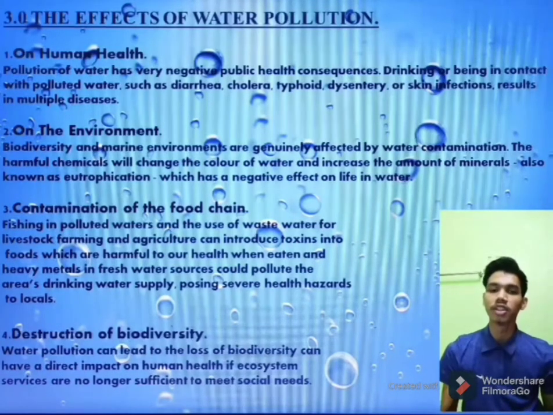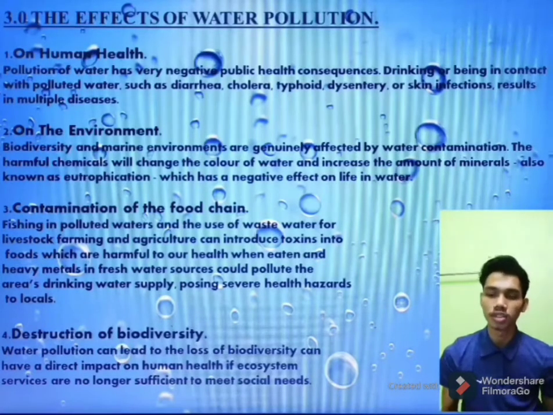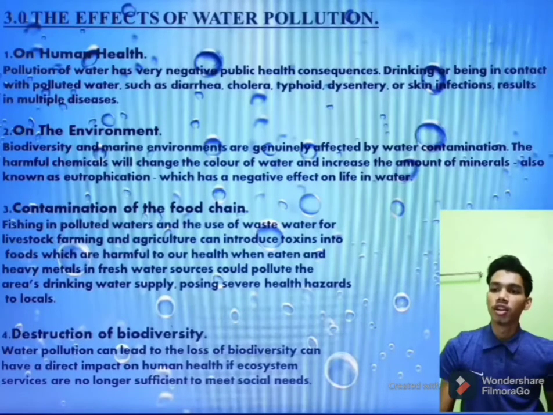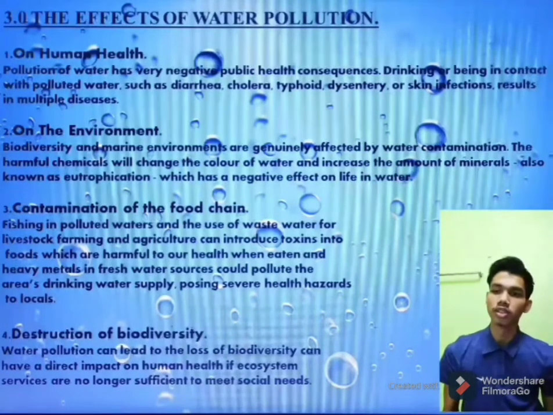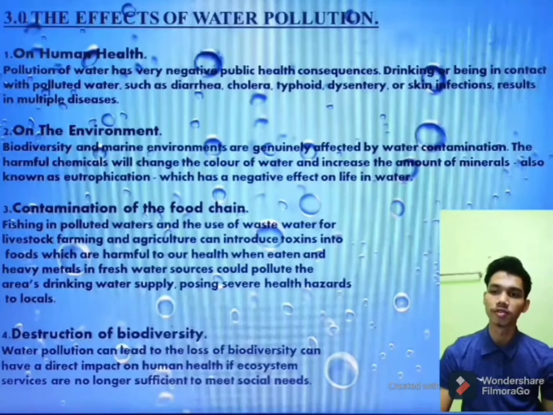The second effect is on the environment. Biodiversity and marine environments are greatly affected by water contamination. The harmful chemicals will change the color of water and increase the amount of minerals. The third effect is contamination of the food chain. Fishing in polluted water and the use of water for livestock farming and agriculture can introduce toxins into food which are harmful when eaten, and heavy metals in freshwater sources could pollute the area's drinking water supply.